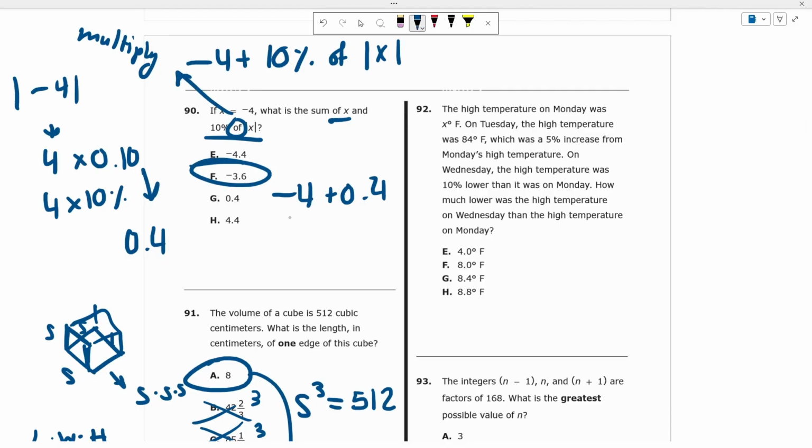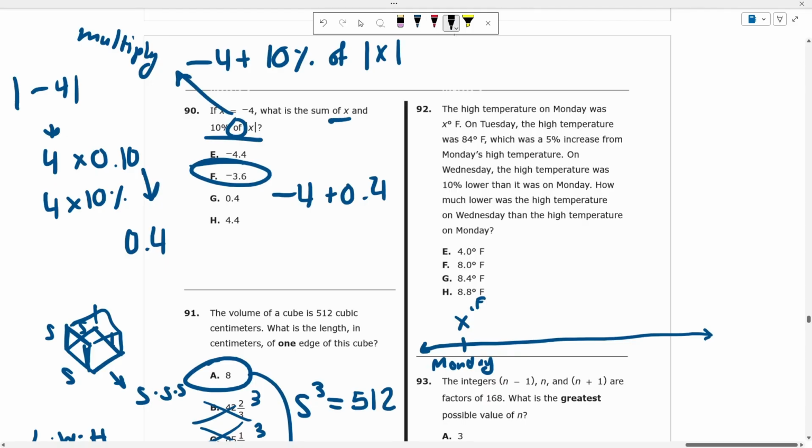Okay, again, let's just draw a timeline to make this a lot simpler, okay? So the high temperature on Monday was X. So here we have Monday, and we know that the high temperature was X degrees Fahrenheit. Okay? On Tuesday, the high temperature was 84 degrees Fahrenheit. So here we have Tuesday.